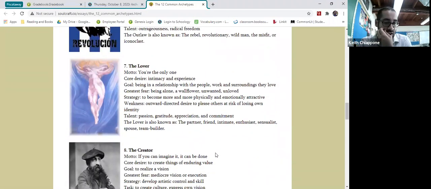There's the lover. This one is similar to the innocent, but they don't want to be alone. They are led entirely by love. And that's their downfall as well sometimes. A good example of this is in the play Romeo and Juliet, Mercutio.